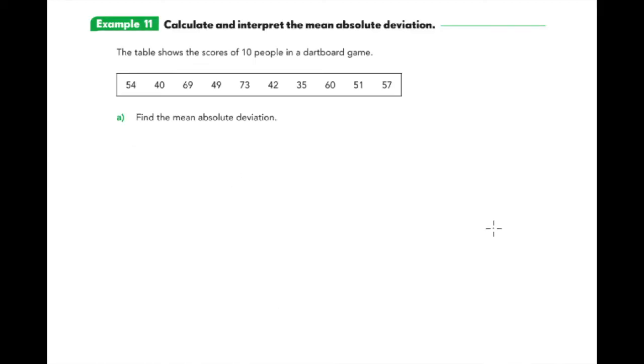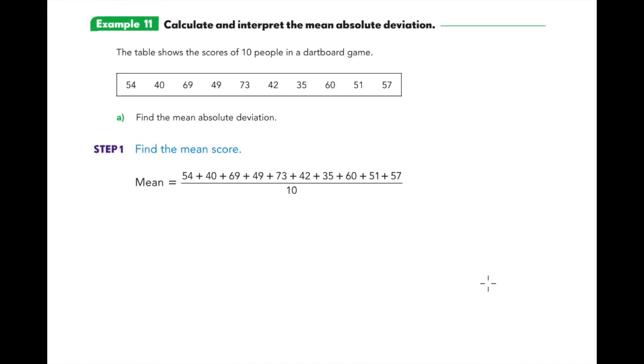The last example was kind of a breakdown of what the mean absolute deviation is. In this example, we're going to give a step-by-step breakdown of how to find the mean absolute deviation. So we're given a table of data here of the scores of 10 people that were playing darts. Our first step to finding the MAD would be to find the mean score. So you want to add up all pieces of data and then divide by 10.